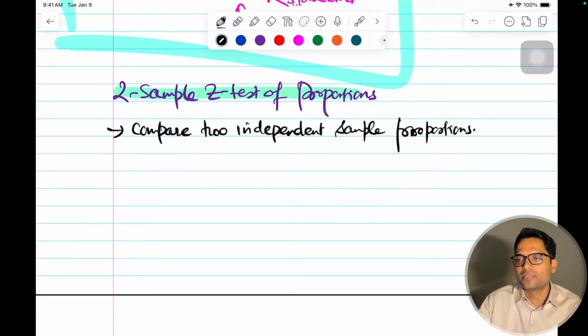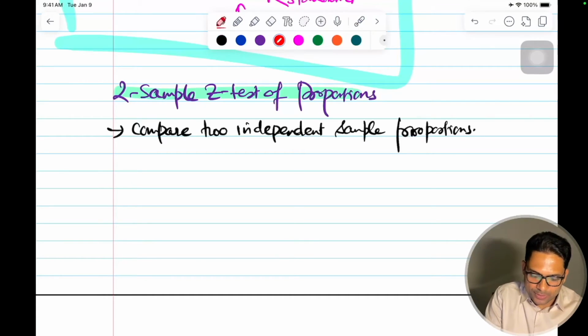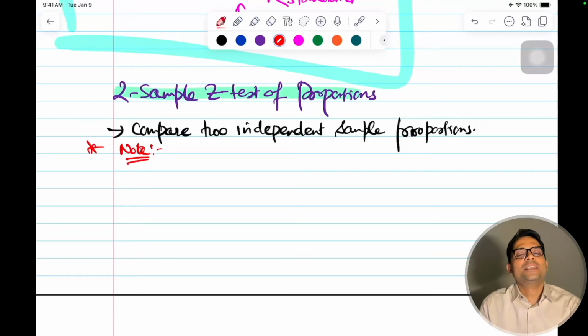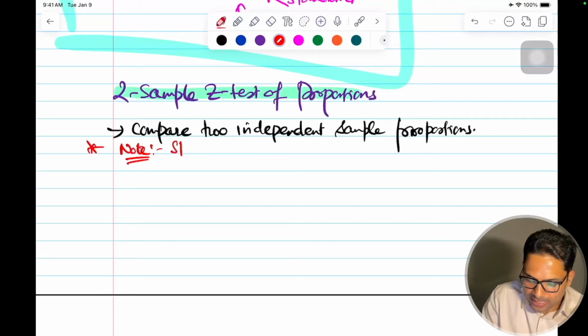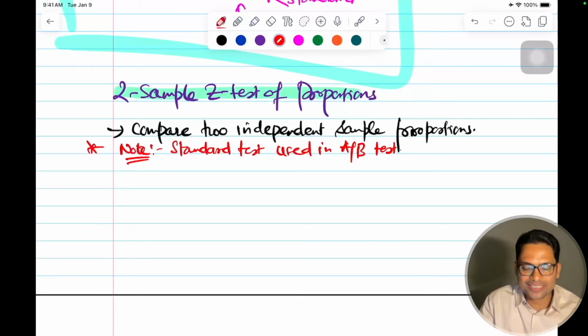That will be the running difference everywhere. And this is why it is important, so just make a note: this is the standard test used in A/B testing whenever we have categorical data, right? This is the standard test used in A/B testing.